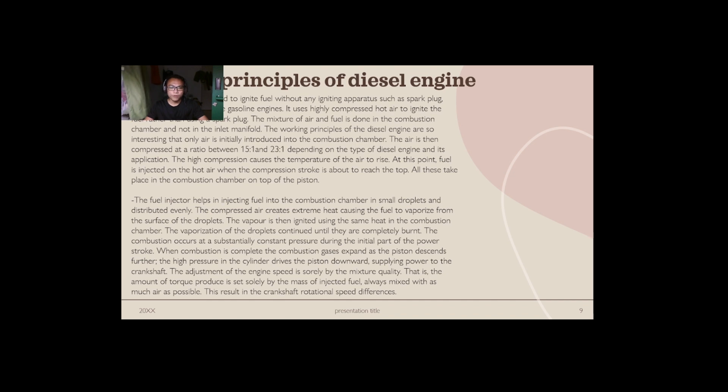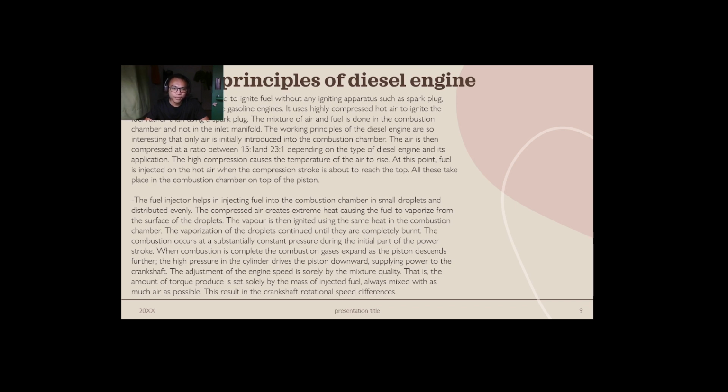The working principle of the diesel engine is interesting in that only air is initially introduced into the combustion chamber. The air is then compressed at a ratio between 15 to 1 and 23 to 1, depending on the type of diesel engine and its application. The high compression causes the temperature of the air to rise, and at this point, fuel is injected into the hot air when the compression stroke is about to reach the top.